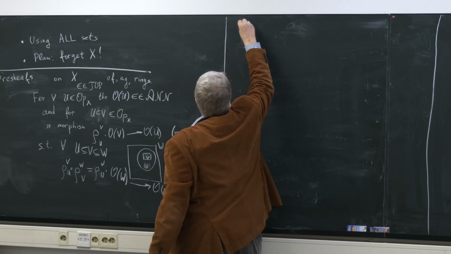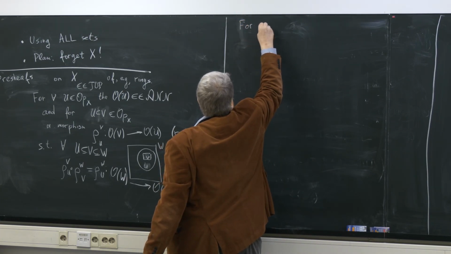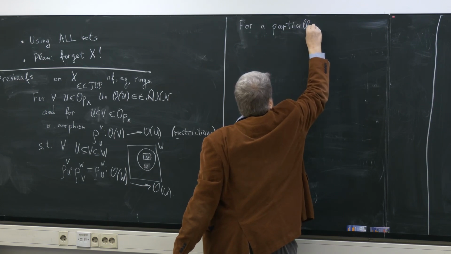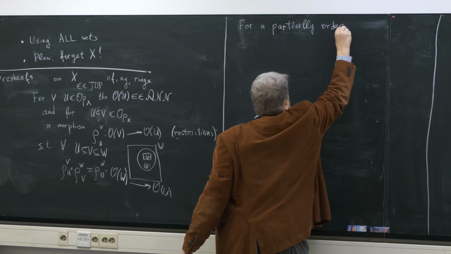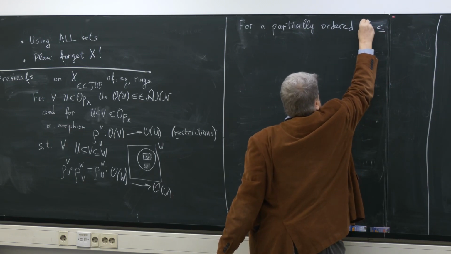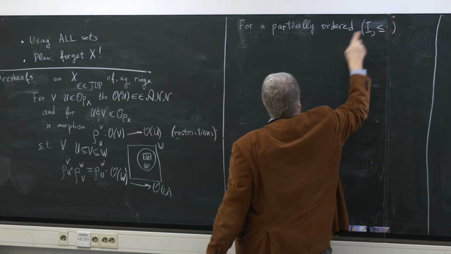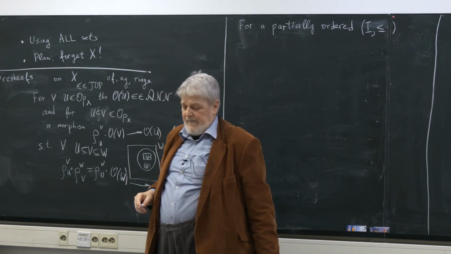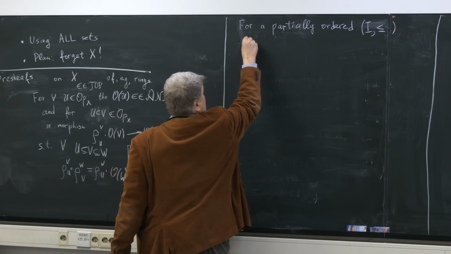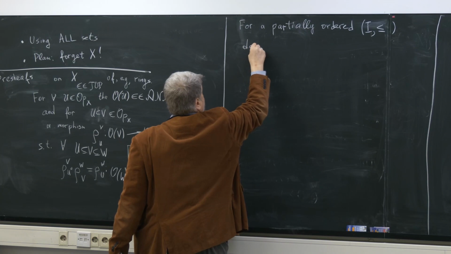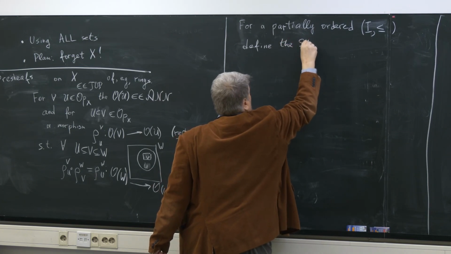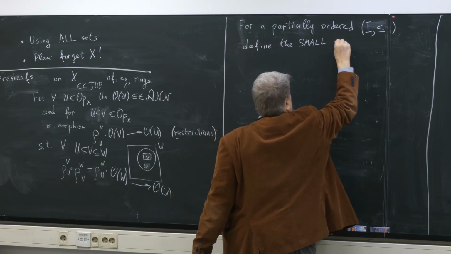So for a partially ordered set, again I, with the reflexive and transitive relations, a relation like this, we define the corresponding small category. I'll remind in a while what it is. Define the small category.